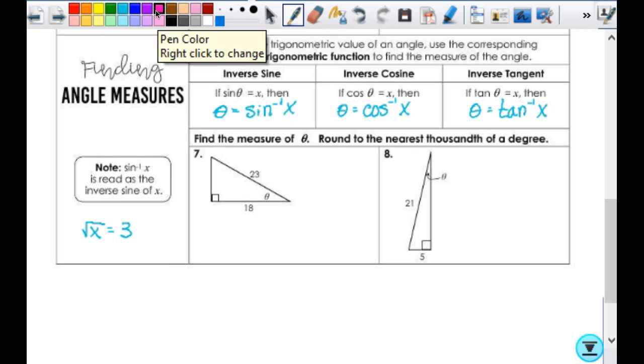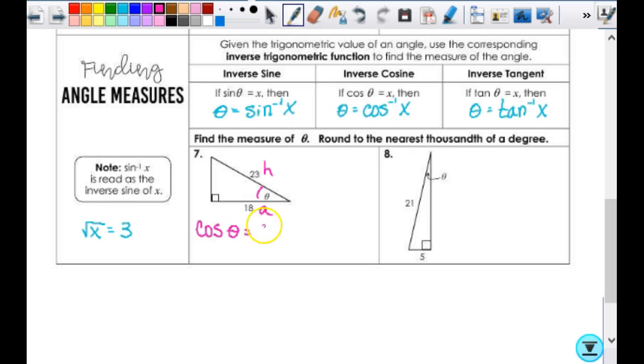We set these up the same way. You identify the angle you're using. Well, that's the one I'm looking for right there. This is the hypotenuse. This is the adjacent side. So which trig ratio am I using? Cosine. So the cosine of theta is equal to the adjacent, which is 18, over the hypotenuse, which is 23.